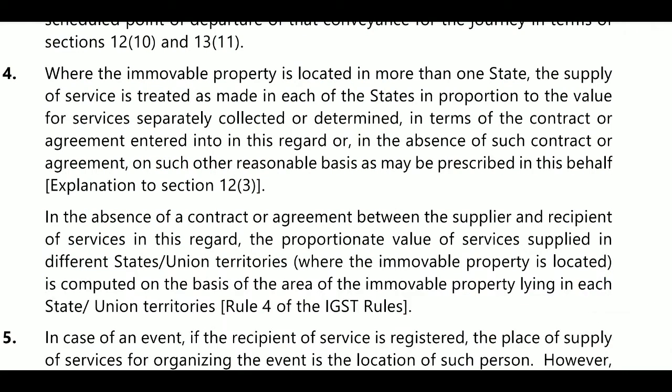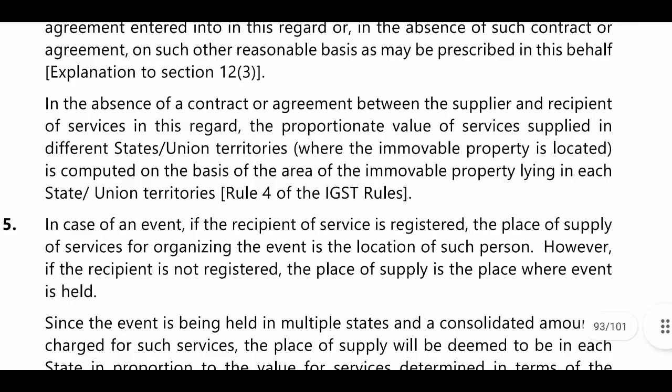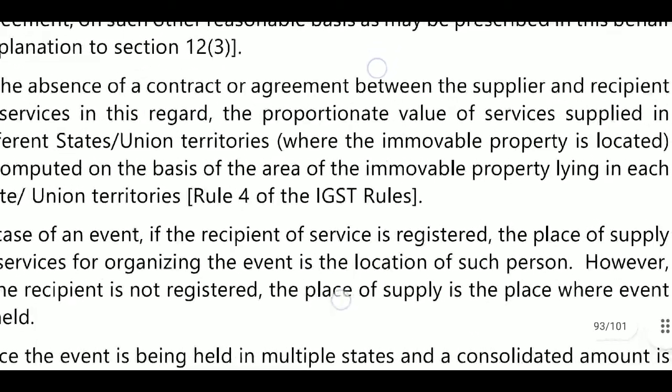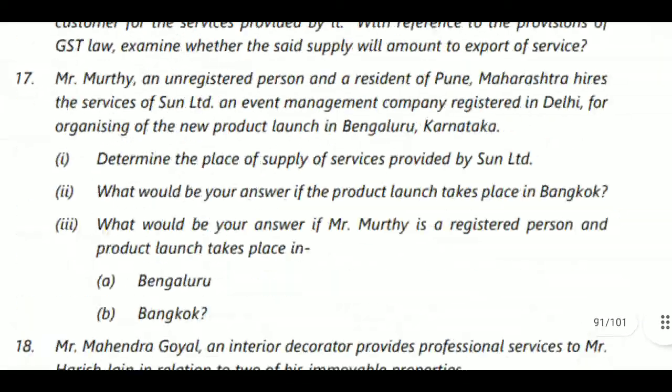What is the other reasonable basis? That is, the proportionate value of service supplied in different states and union territories where the immovable property is located, as computed on the basis of area, that is, the area of the immovable property lying in each state or union territory. Next question, what is there in question number 5?